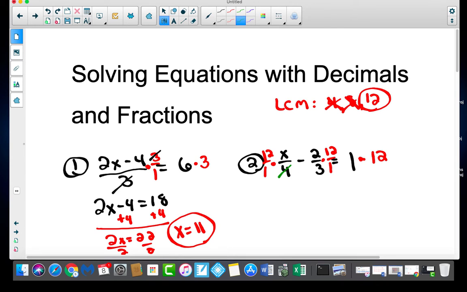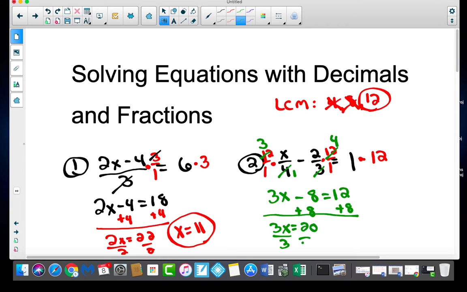So I'm going to divide 4 by 4 and 12 by 4. And so I'll have 3 times x, which of course is 3x. Over here, I'm going to send 3 into 12 4 times. 4 times 2 is 8. And 1 times 12 is 12. All right. Now it's just a two-step equation. I'll add 8 to both sides. And I will get 3x equals 20. Divide both sides by 3 to get x alone.